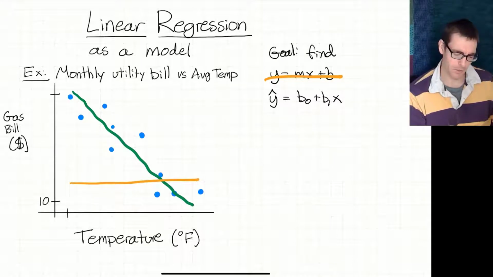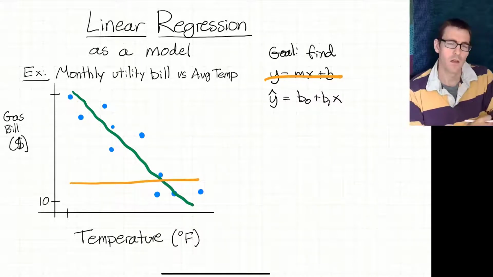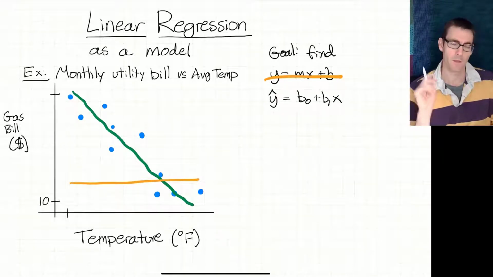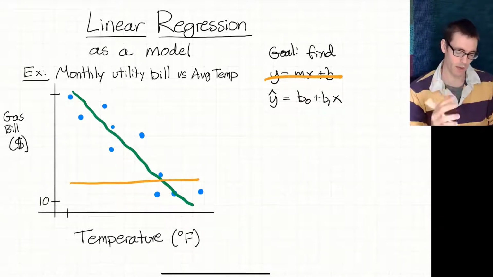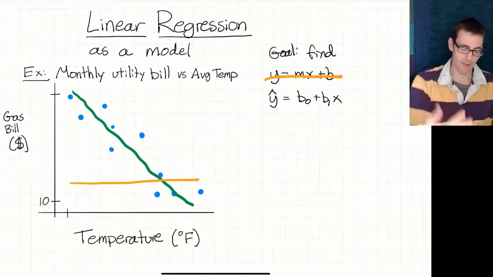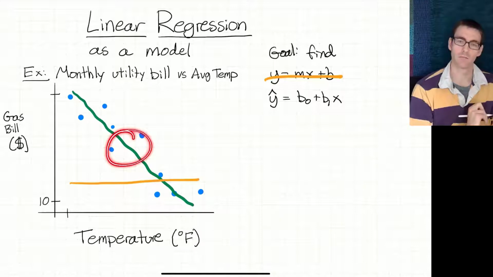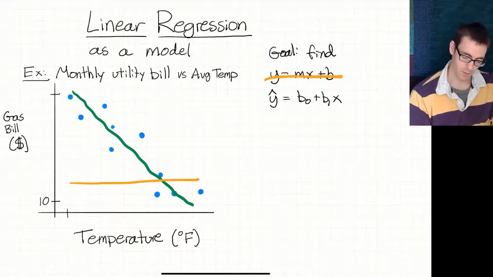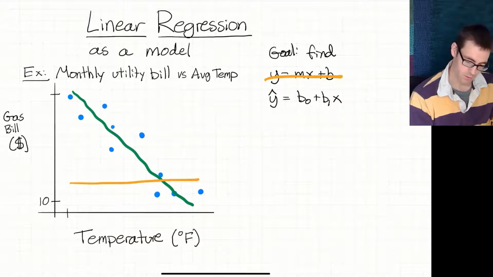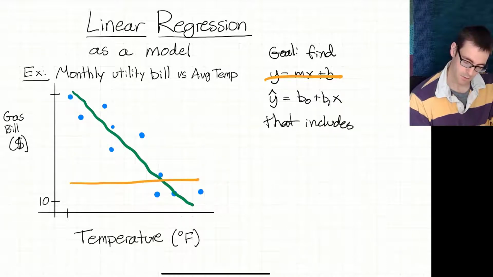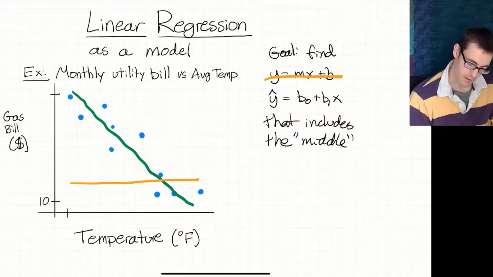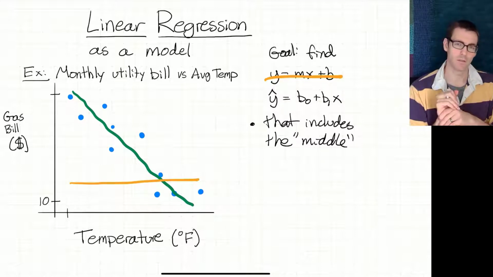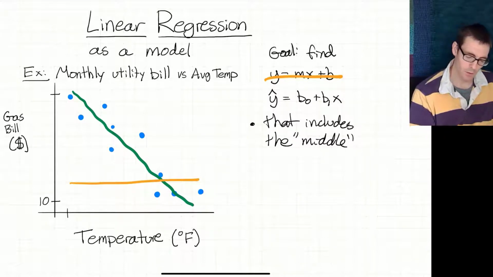There's a couple of ways of actually quantifying this, but there are two features that I want to focus on. I would like my regression line to go through the middle. So one of our goals is that we want to find an equation for a line that includes the middle. And what exactly do I mean by the middle?